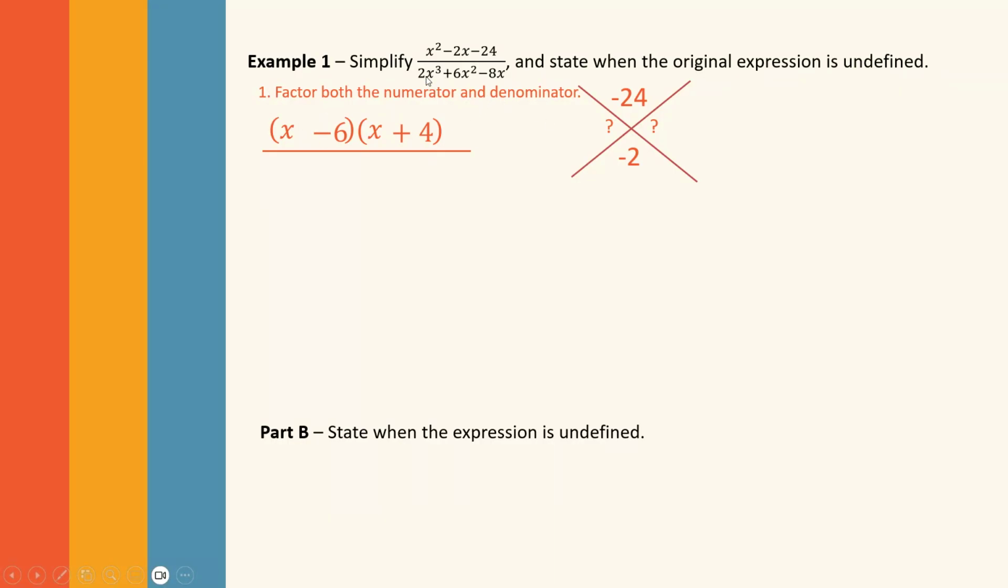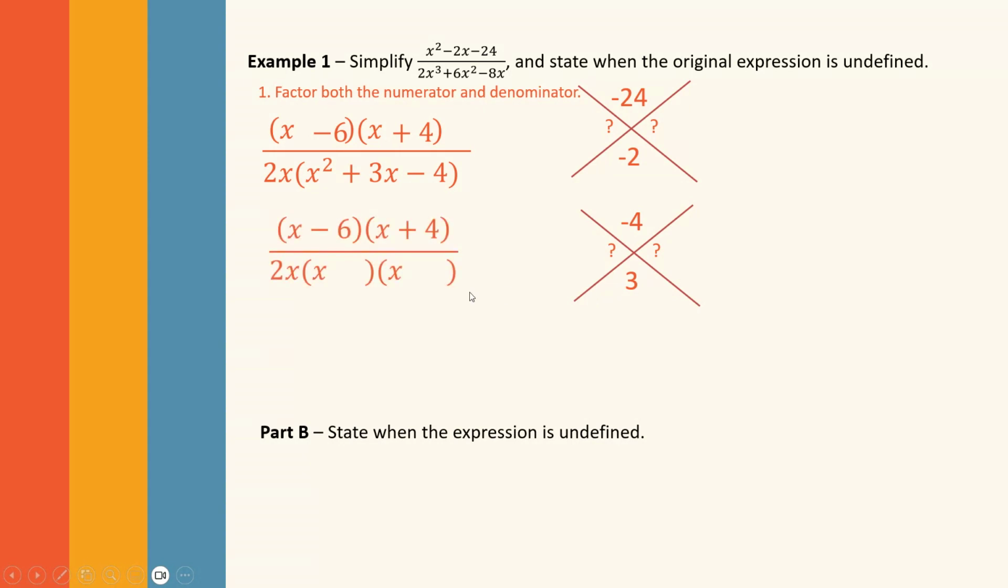In the denominator, notice that all three terms here would be divisible by 2x. So I'm going to start by factoring out 2x. And then the resulting quadratic trinomial, we've got c of -4, b of 3. What multiplies to -4 and adds to 3? That would be a +4 and a -1. So those are the numbers that go in our factors.